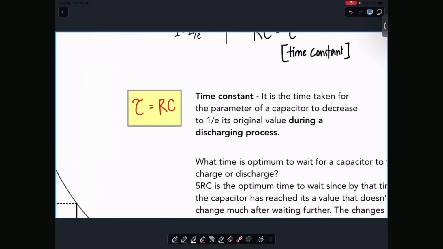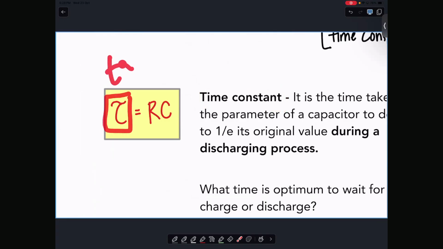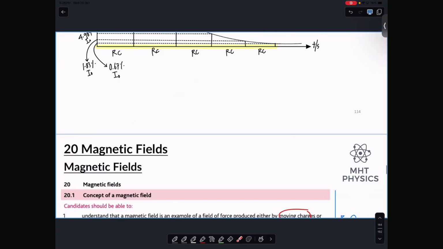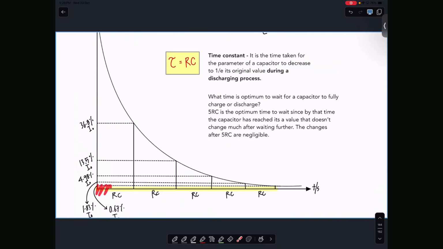But they had a better name. They call it a time constant. Okay. So time constant is tau, TAU, and this is equal to R into C. So that time is always the product of the resistance and the capacitance. Okay, so that is it. And so yeah, the RC value here, RC value here, these are all RC, which is the time taken for them to become 1 by E.